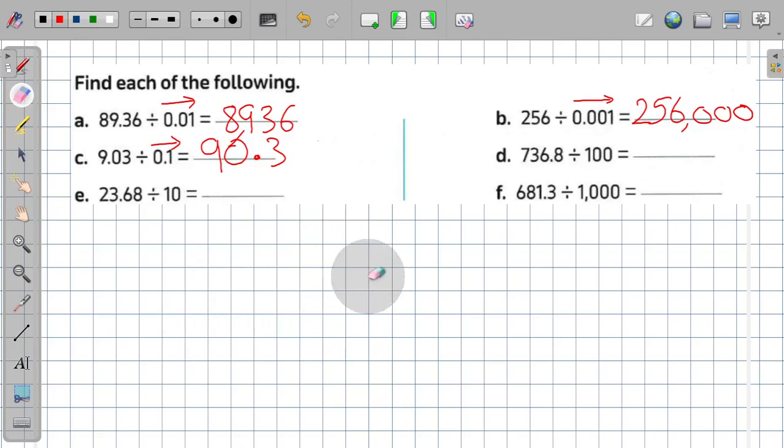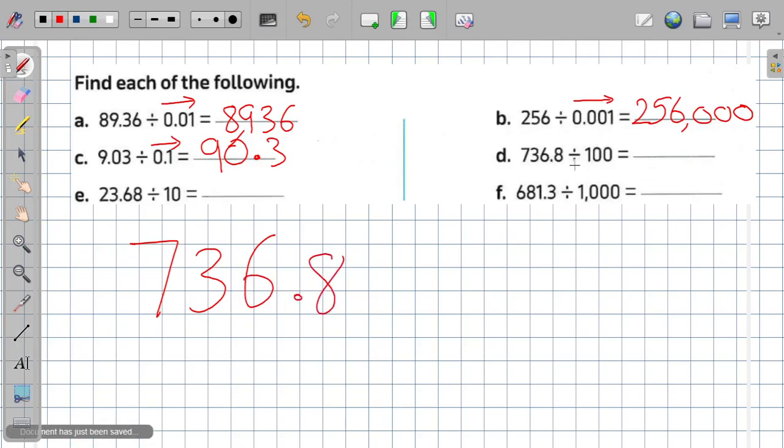Next, I have 736.8. Okay, 736.8, and I want to divide it by 100. So I will move the decimal point to the right or to the left. No, it's to the left. Okay, so I will move the decimal point to the left 2 places. So I have 1, 2. So the decimal point will be right here between 7 and 3. So the result will be 7.368.